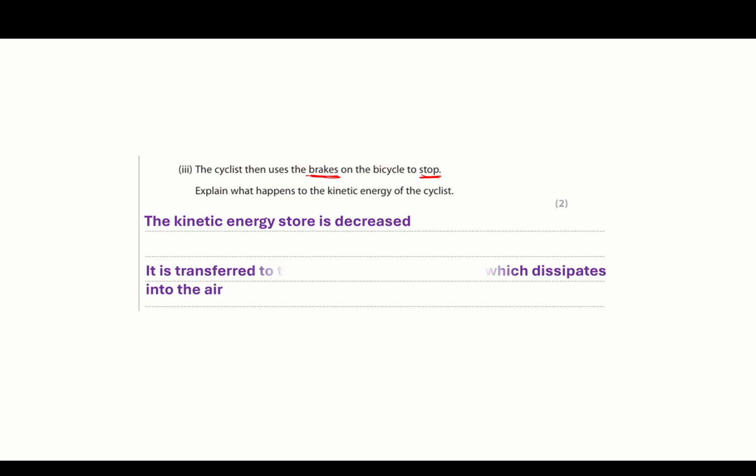The cyclist then uses the brakes to stop. So we know that those brakes are going to get hot. So what happens to the kinetic energy? Well, it's going to get transferred to thermal energy. And that thermal energy is then going to get transferred into the brakes, and then ultimately it's going to dissipate into the air. And we've done that so often now in terms of just learning that sentence. So the kinetic energy store is decreased. It's transferred into the thermal energy in the brakes, and this will then dissipate into the air. 2 marks.